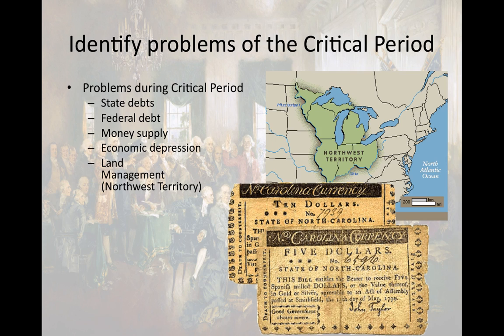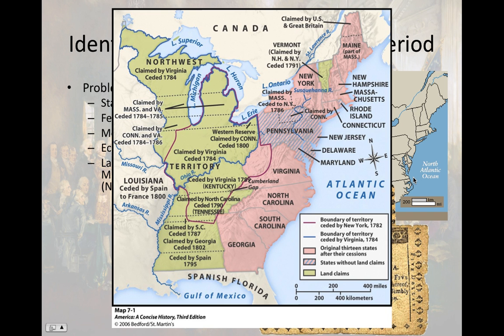There's also an important question with regards to how to manage land in the Northwest Territory. The Northwest Territory, these green five, what will become states, Ohio being the most problematic because it was the closest one to the already established eastern seaboard.